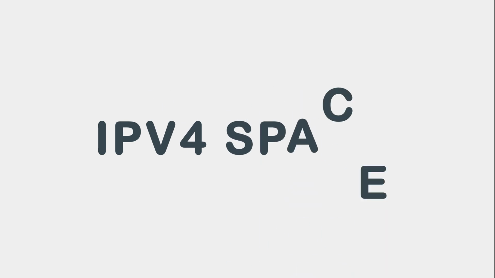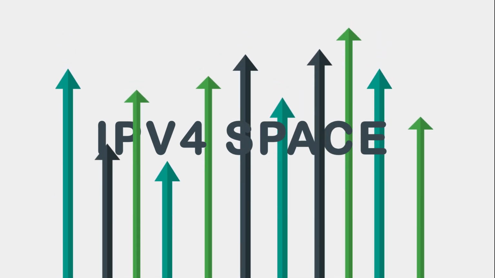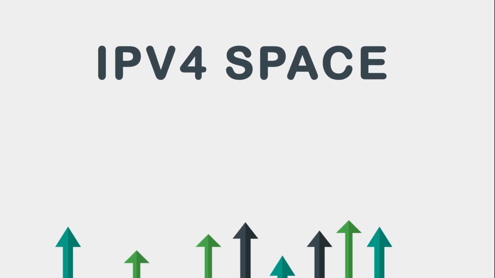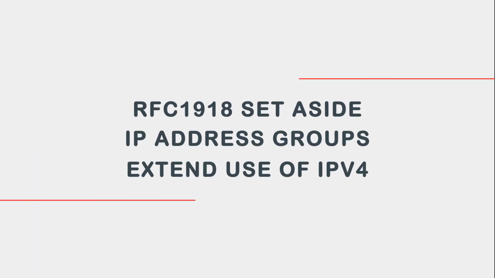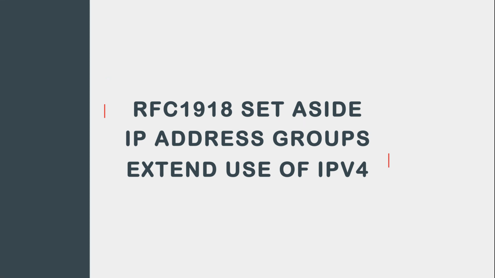32 bits. When IPv4 was first introduced, nobody really imagined the extent of growth and demand for the IP address space. As time went on, it became evident something needed to be done to extend the life of IPv4. Two things they introduced were RFC 1918 and CIDR notation to allow subnetting of the network mask. RFC 1918 set aside certain IP address groups to extend the use of IPv4.